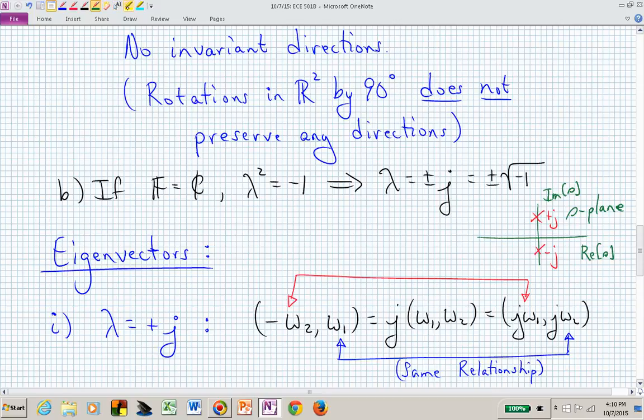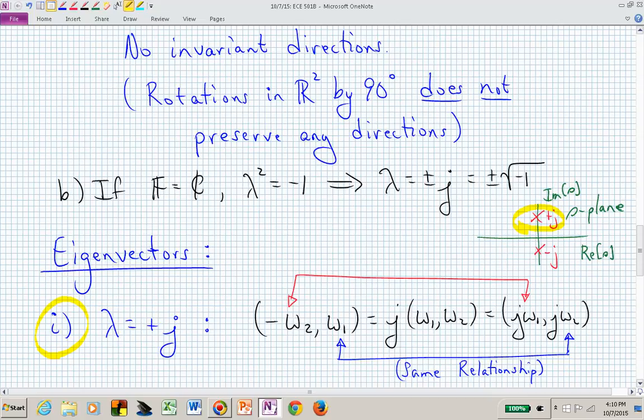So this first case is now when we're dealing with that eigenvalue. That's the scalar that's scaling our direction, our eigenvector. If we now use that lambda in our eigenvalue-eigenvector equation, where W1 and W2 represent the first component and the second component of our eigenvector, we now have TW is equal to lambda W. That gives us minus W2, W1 is equal to j times the original W, which is W1, W2.